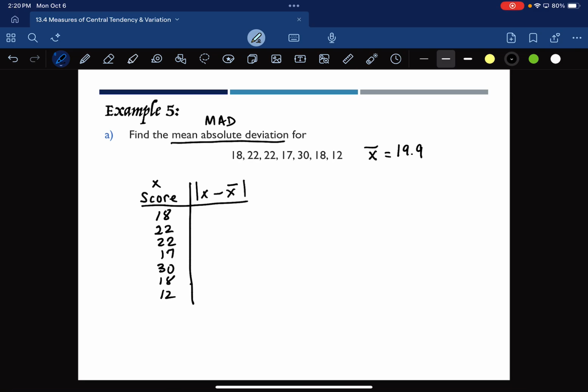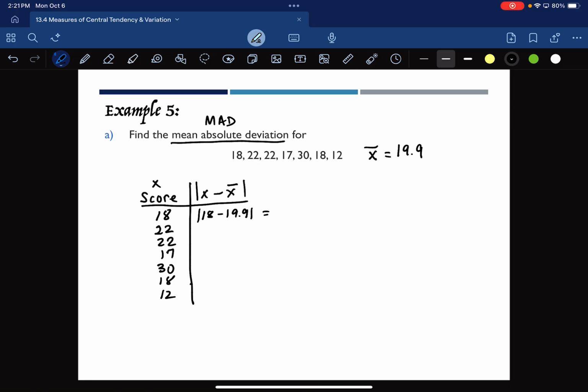It looks something like that. So we're going to take each value. I'm going to write the first couple in. Maybe I'll write all of them in for this one. We're going to take each value and we're going to subtract the 19.9. So how far apart are 18 and 19.9?